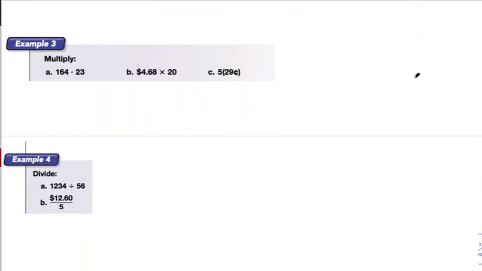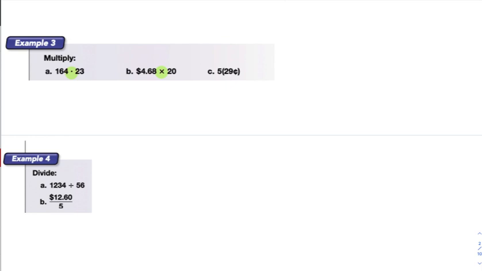Multiplying is where we start to get into some concepts that we may not have seen before. Here, I want you to observe that this is multiplication and this is multiplication. And when no sign is given and you've got parentheses around a number and then a number not in the parentheses, that's multiplication as well.